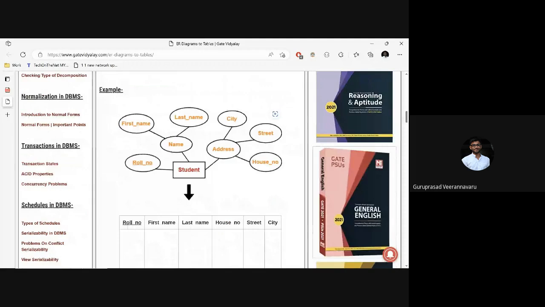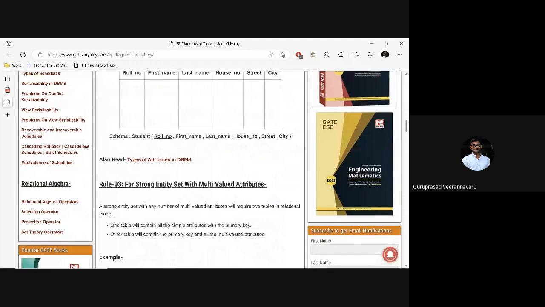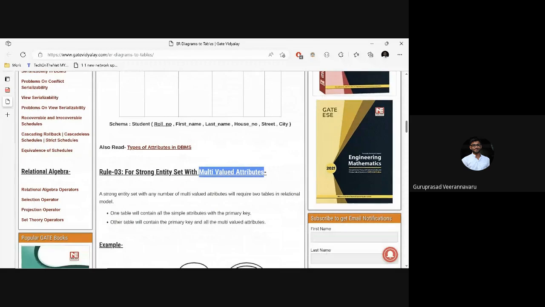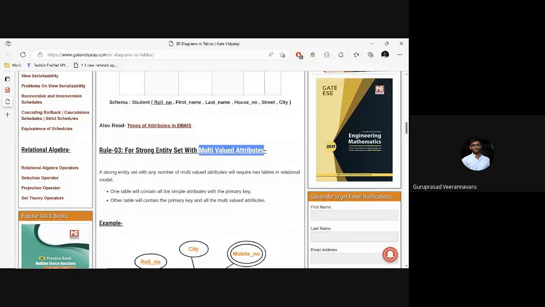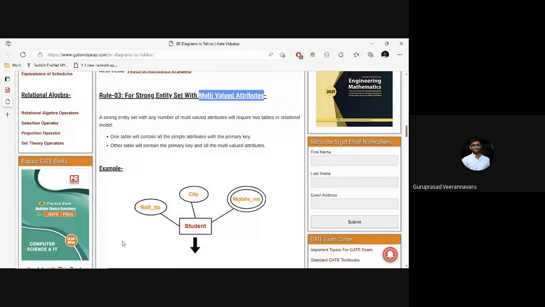Once this is done, we take all the multi-valued attributes. What are multi-valued attributes? Things like phone numbers, or if we are supporting multiple addresses, or in a college, a student has multiple subjects. We take those kinds of values and create a separate table for them. How are multi-valued attributes shown? They are shown with a double circle. So for multi-valued attributes, we create a separate table.